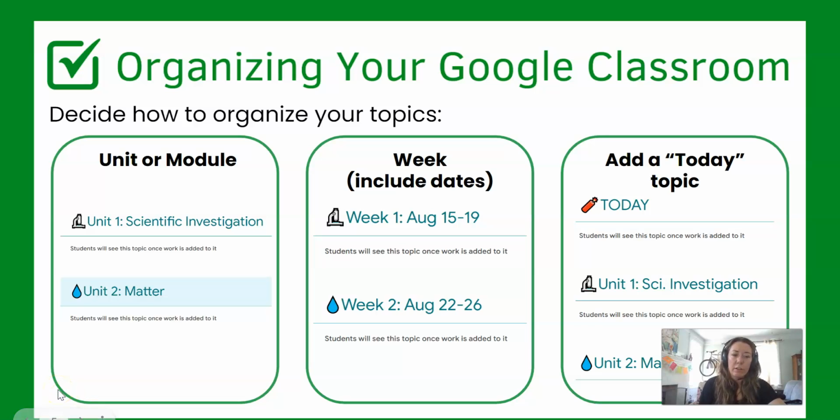Also, I would suggest one of 3 ways for organizing your topics. One would be by unit or module. So you would list your units, and so starting off the year, you would just have unit 1, the title, and then the assignments underneath, then unit 2. And you may decide to either go in order or put the most current unit up at the top.